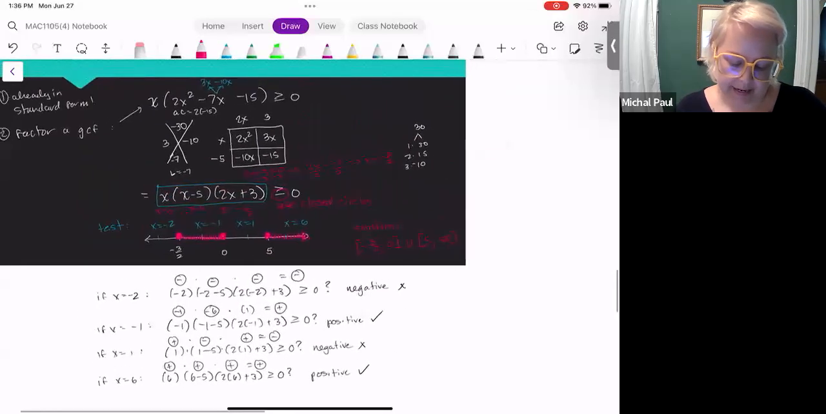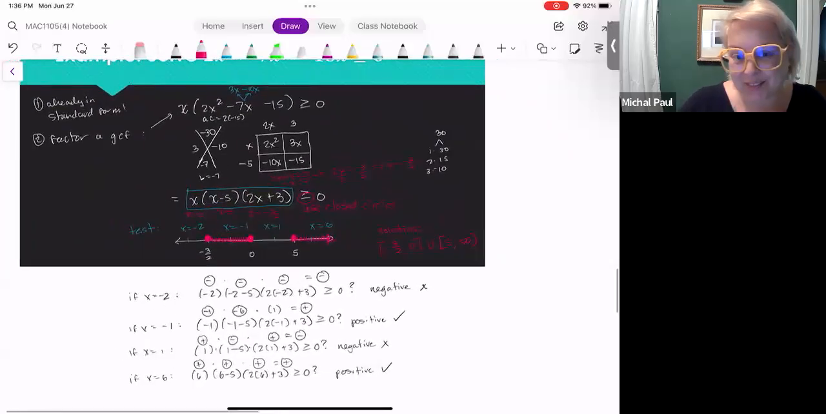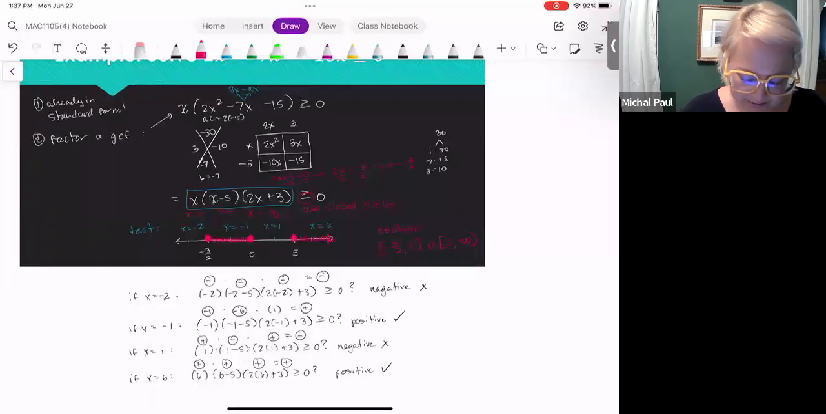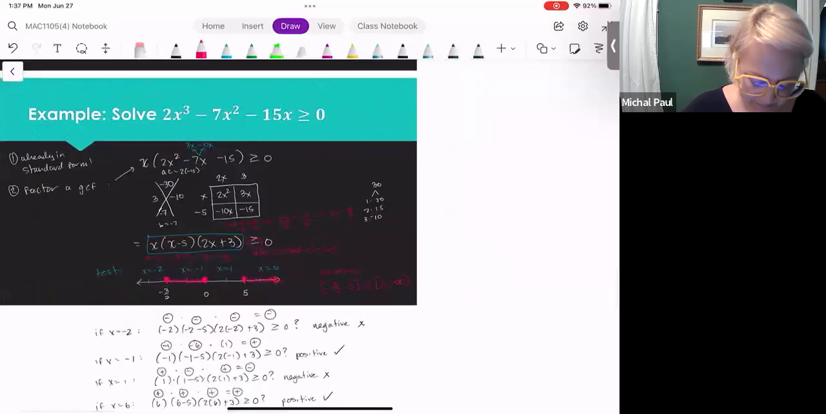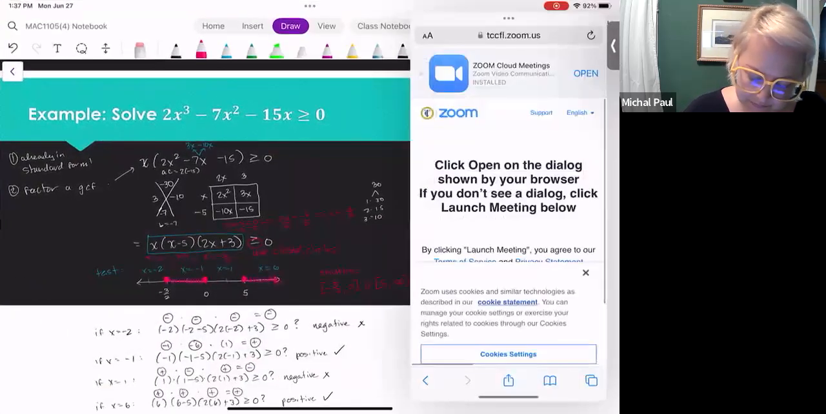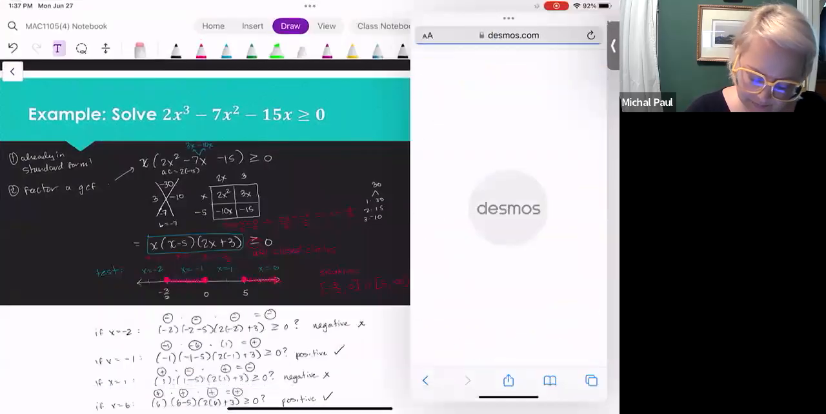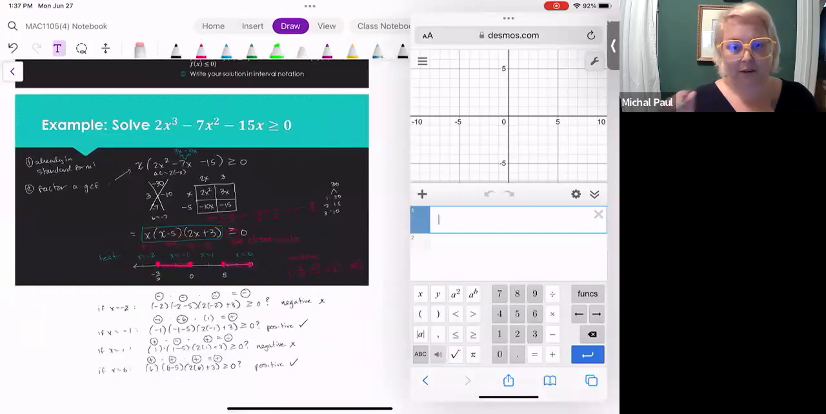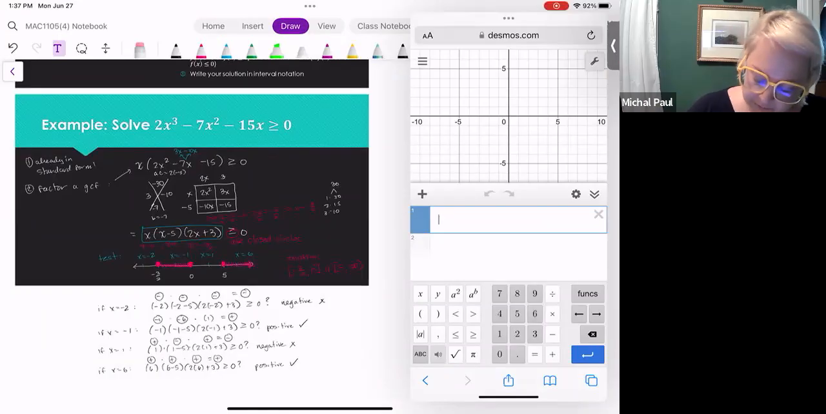If there's anybody that hated that method, there's another method. You're gonna like it. Just graph this on Desmos, okay? So I'm going to show you how we would do that. All I really want to know is where this function is above the x-axis, right? Because that's where the function is positive or equal to 0. So what I'm going to do is graph the original function just as it's written.